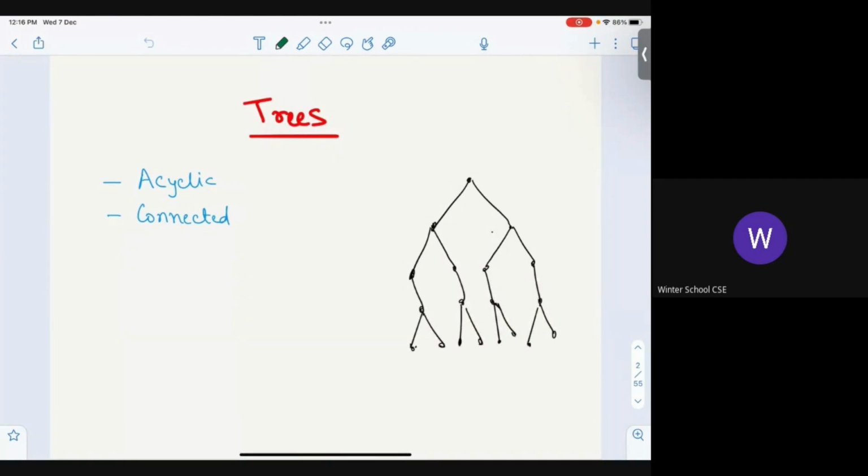So what are trees? They are very simple graphs. They just look like this, right? They are acyclic and they're connected. There's nothing more to this.